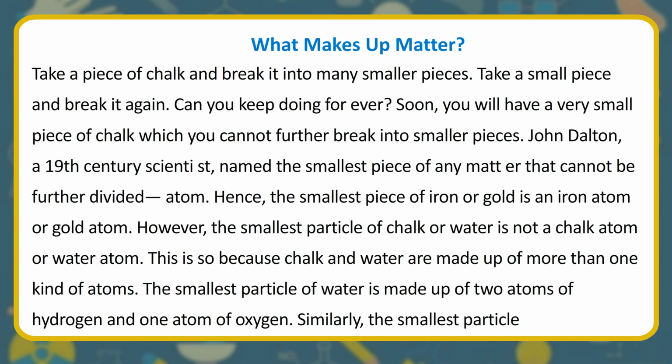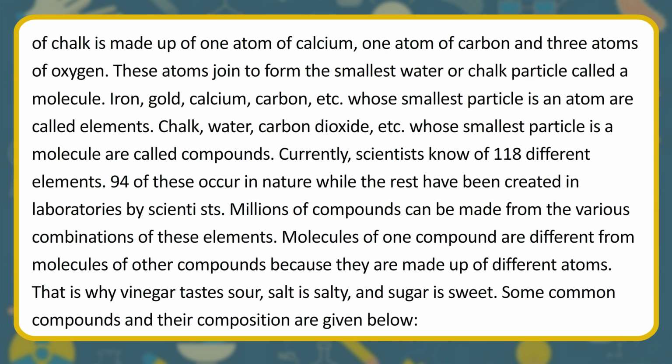Hence, the smallest piece of iron or gold is an iron atom or gold atom. However, the smallest particle of chalk or water is not a chalk atom or water atom. This is so because chalk and water are made up of more than one kind of atoms. The smallest particle of water is made up of 2 atoms of hydrogen and 1 atom of oxygen. Similarly, the smallest particle of chalk is made up of 1 atom of calcium, 1 atom of carbon and 3 atoms of oxygen. These atoms join to form the smallest water or chalk particle called a molecule.